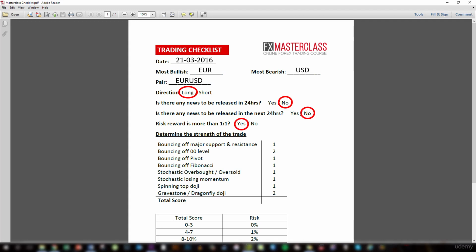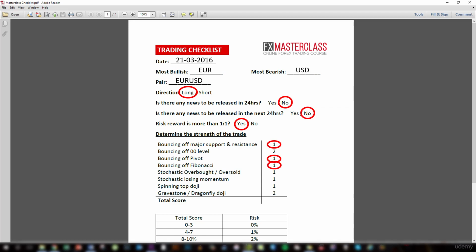Now if your answer to this is yes, then you can proceed on to the next step. The next step here is where your technical analysis is going to come into the picture. Run through this checklist and answer the following questions. If you have watched the videos on technical analysis, you should understand what these are referring to. Firstly, is price bouncing off a major support or resistance level? A whole number? A pivot point? Or is it bouncing off the Fibonacci? If it is, circle the score next to it.